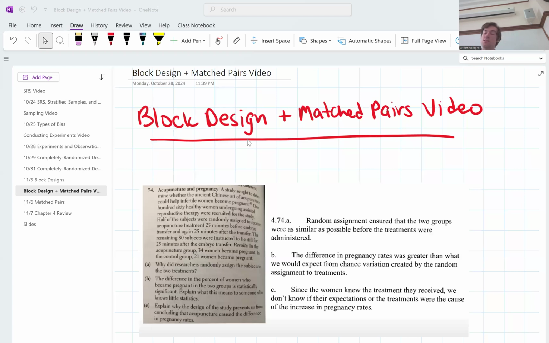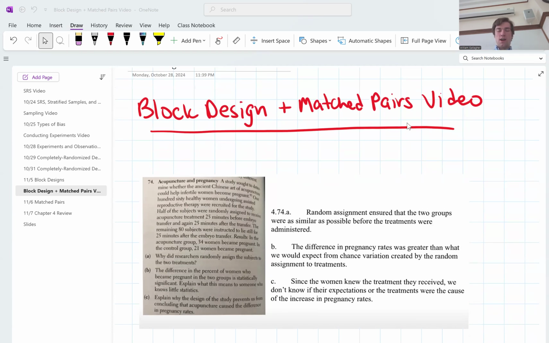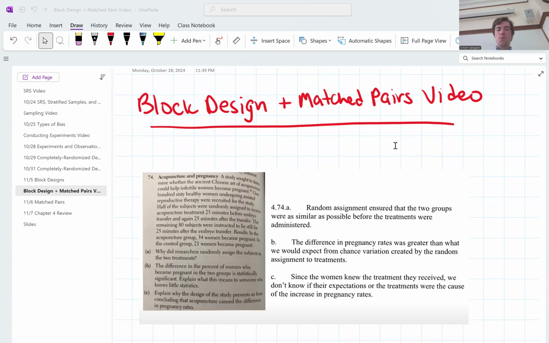This time we are going to be working on, or it'll be a little bit more about, block design and matched pairs. Again, we talked about those both in class. We talked more about block design than matched pairs. So again, I'll talk a little bit more about both of those different designs in this video.